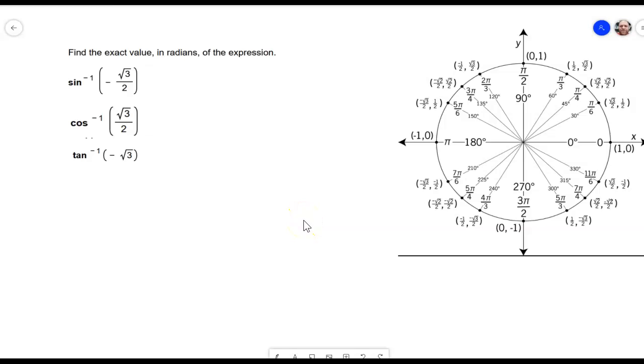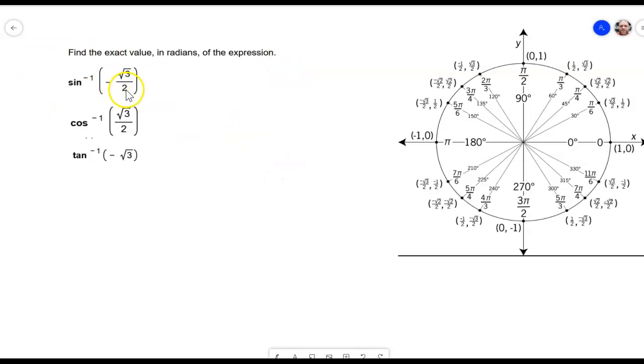Hey, good morning, everybody. This morning I'd like to talk about the inverse trigonometric functions. I'm going to look at three examples here: the inverse sine of negative root 3 over 2, the inverse cosine of root 3 over 2, and the inverse tangent of negative root 3. I'm also going to check these in our calculator to make sure that we get the right answers.